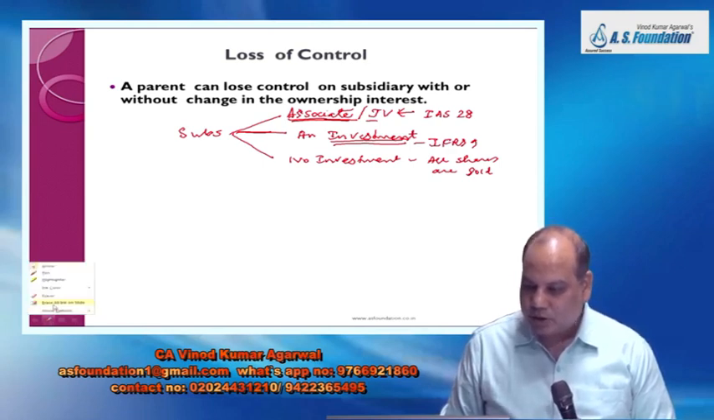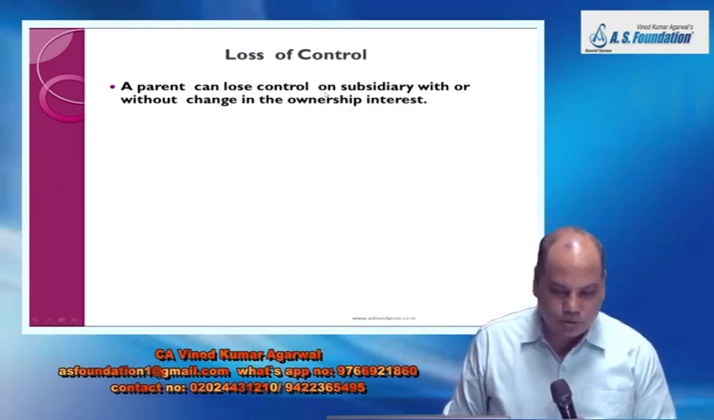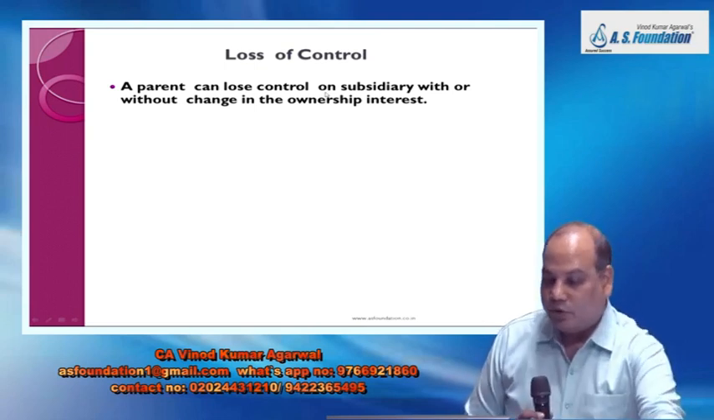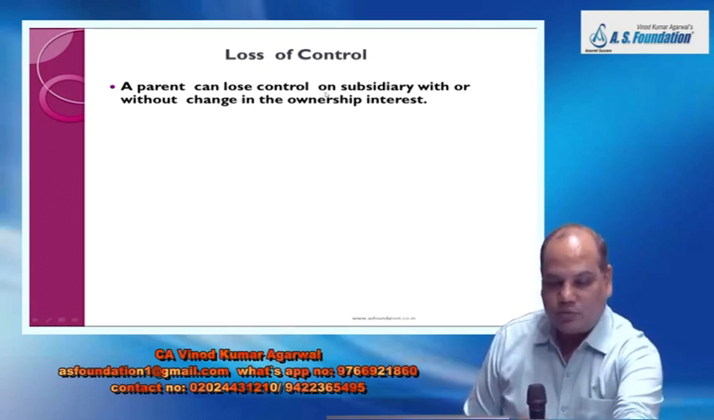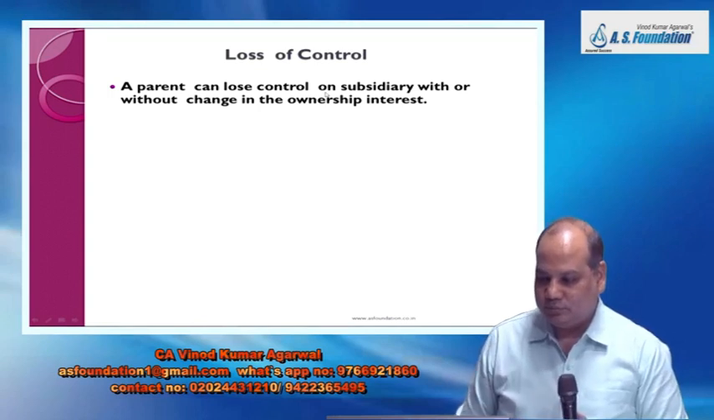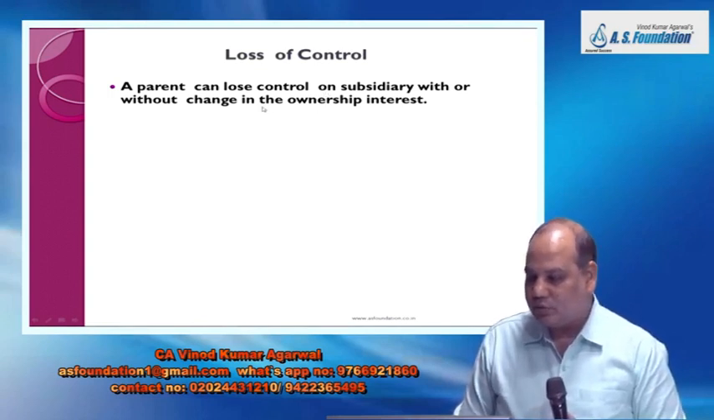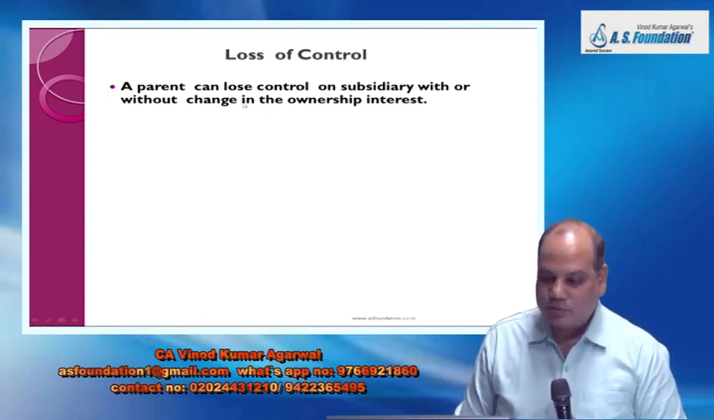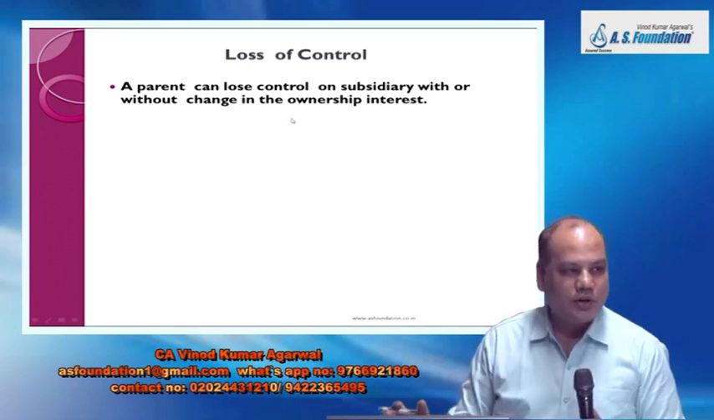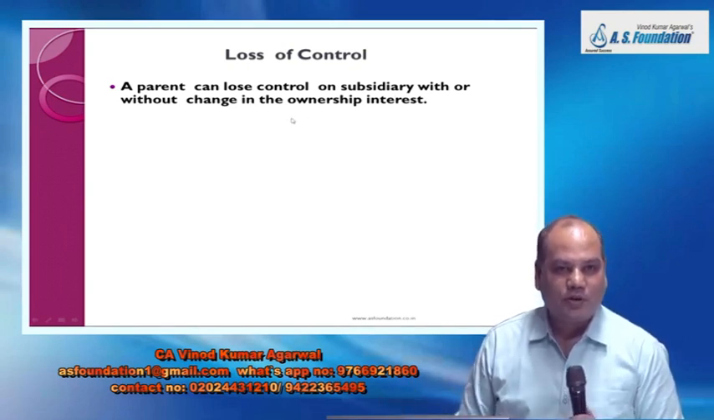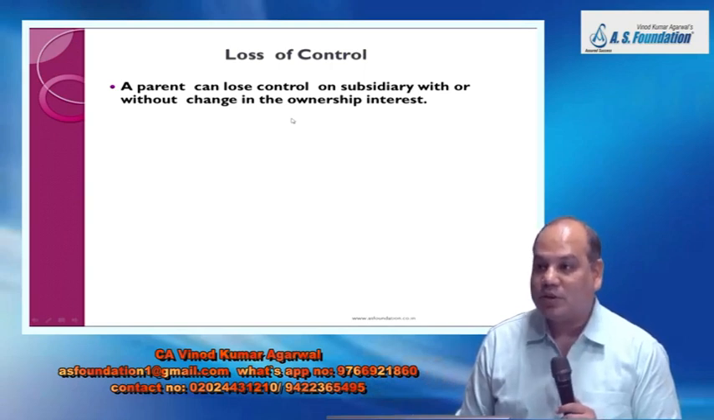A parent can lose control of a subsidiary with or without change in the ownership interest. Now what is with or without change? With change means you have sold the stake. From 70% you sold 40%, so now you are having 30% only. But what is without change in the ownership interest?